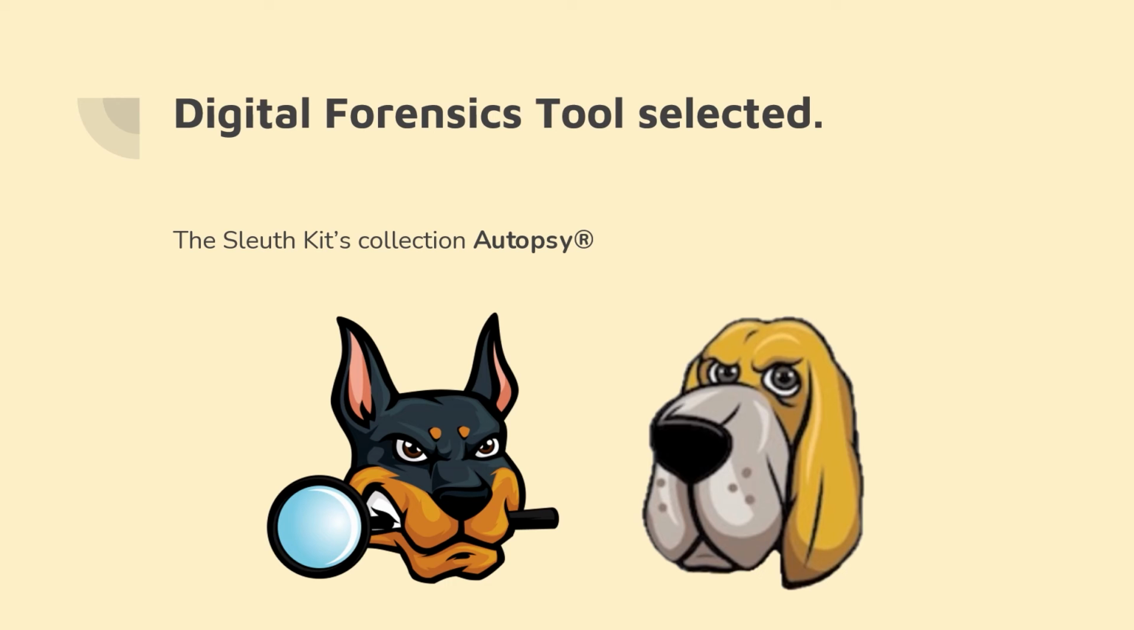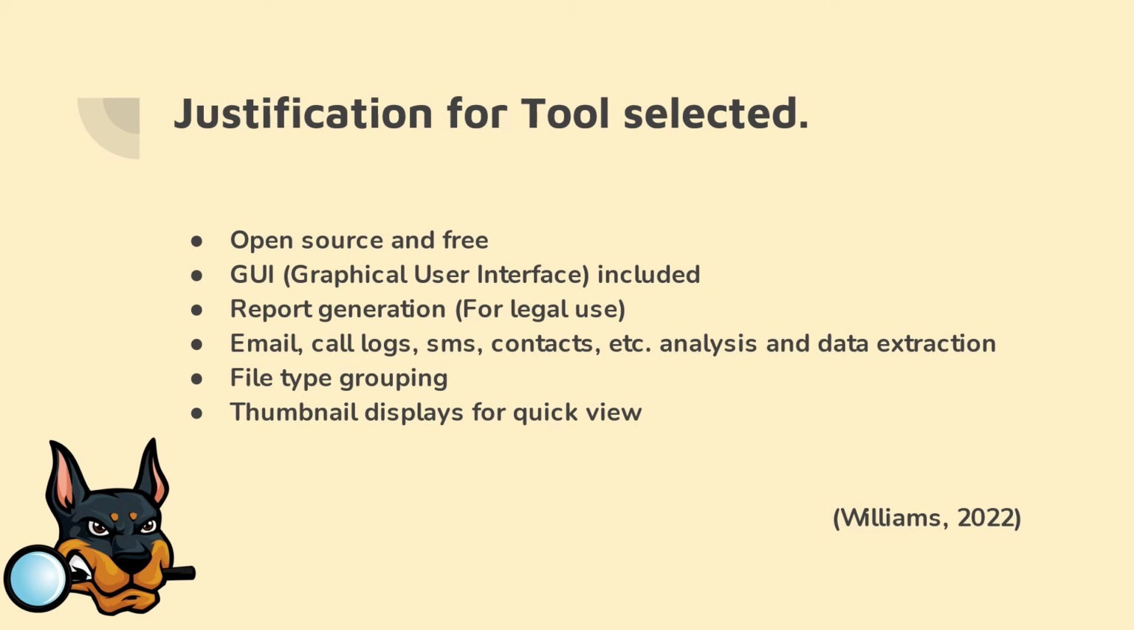After reviewing the proposed situation in the assignment background and comparing it to the digital forensic tools available today, we will need to identify a tool that meets a certain set of criteria. So the chosen digital forensic tool for this task is the Sleuth Kit's Autopsy software. The justification for the tool selected is as follows. The first one is that it is open source and free.